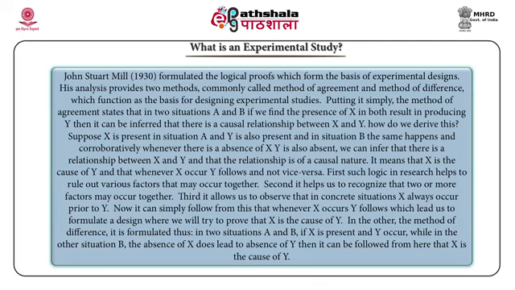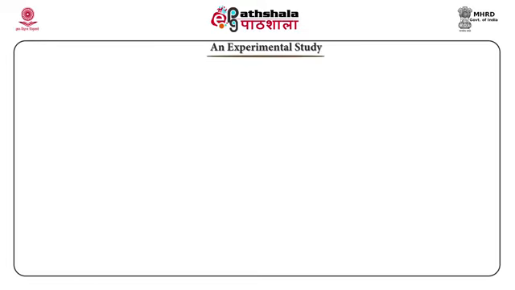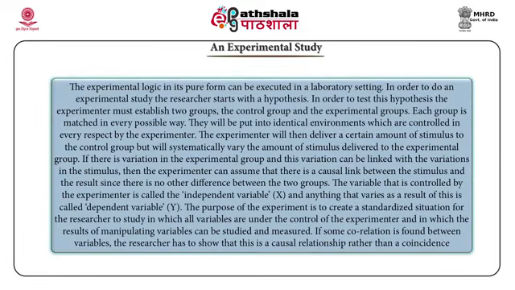The second question: how is an experimental design executed? The experimental logic in its pure form can be executed in a laboratory setting. In order to do an experimental study, the researcher starts with a hypothesis. In order to test this hypothesis, the experimenter must establish two groups, the control group and the experimental group. Each group is matched in every possible way. They will be put into identical environments which are controlled in every respect by the experimenter.